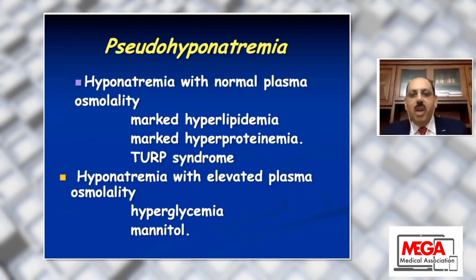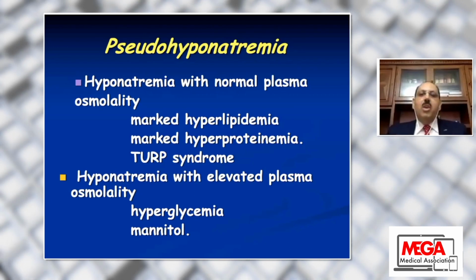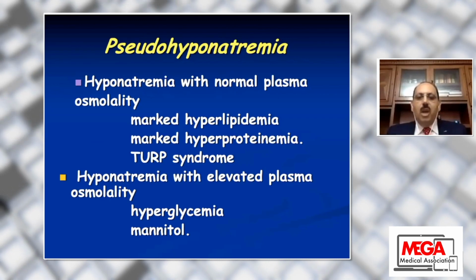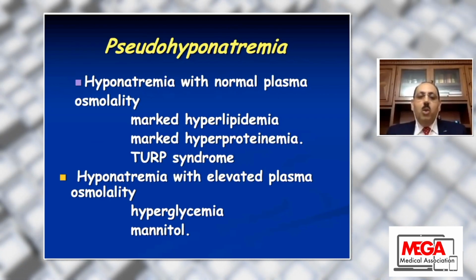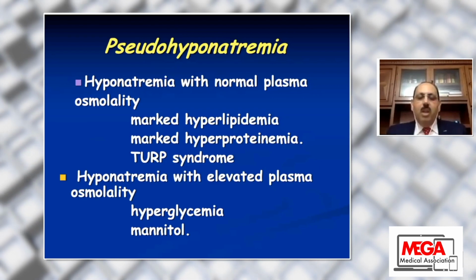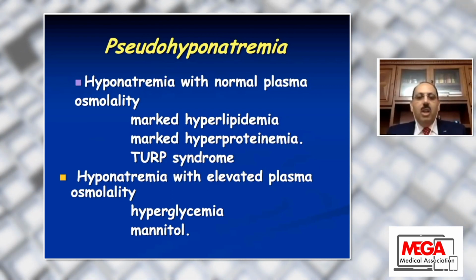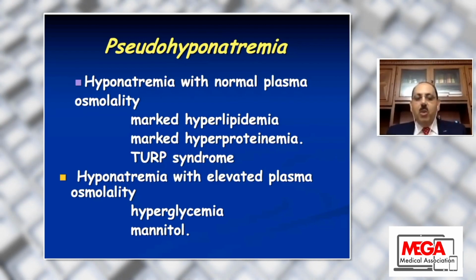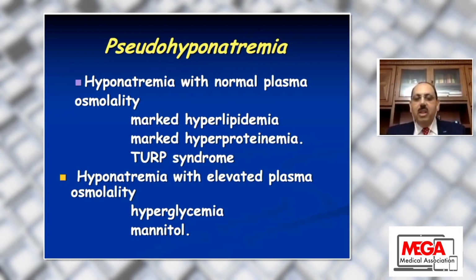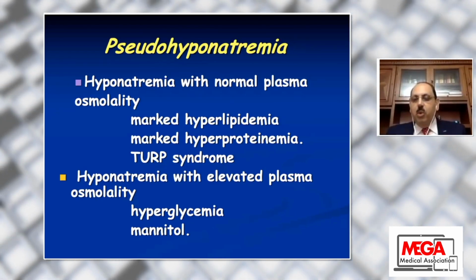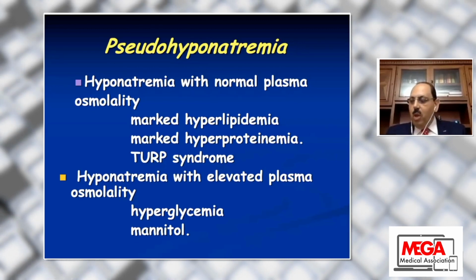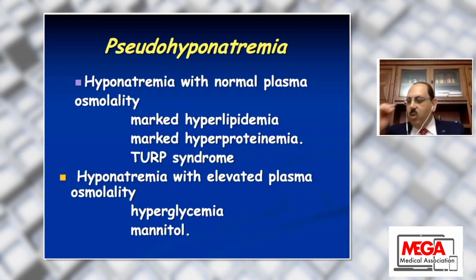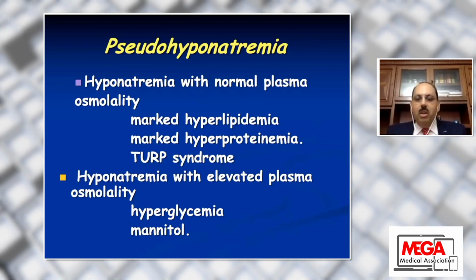Pseudo-hyponatremia or false hyponatremia may occur with normal plasma osmolarity, as in cases of marked hyperlipidemia, marked hyperproteinemia, and in TURP syndrome after irrigation with a large volume of glycine, causing dilutional hyponatremia. Also hyponatremia with elevated plasma osmolarity in uncontrolled diabetes mellitus, where hyperglycemia produces an increased osmotic effect. Also mannitol, which causes dehydration by draining water into the intravascular volume.